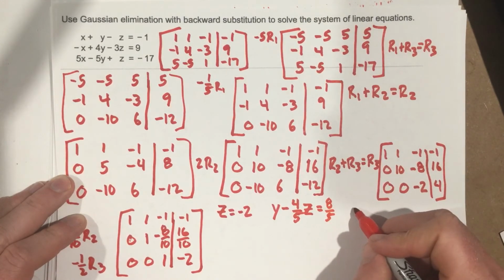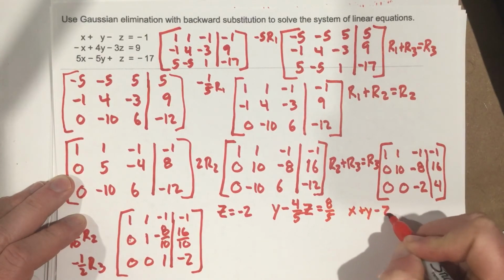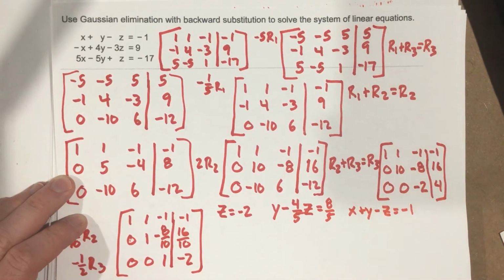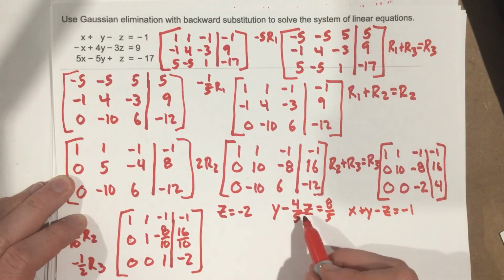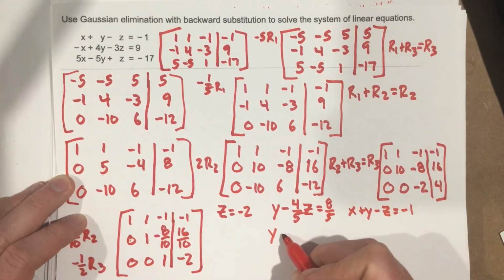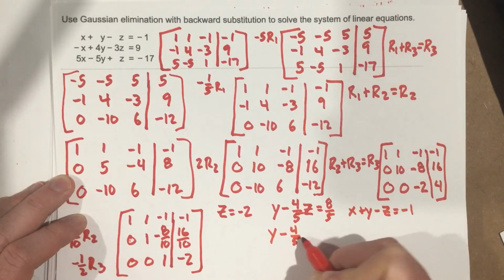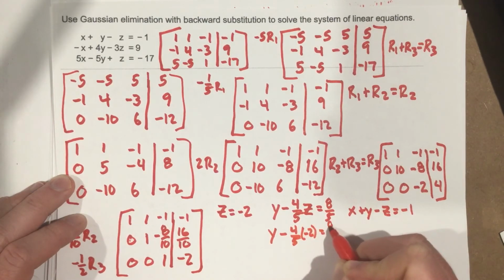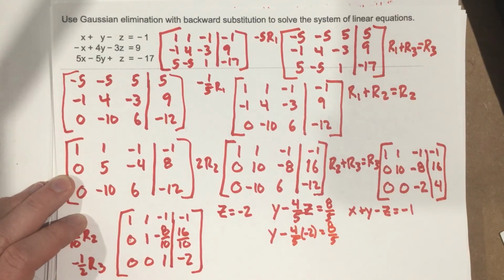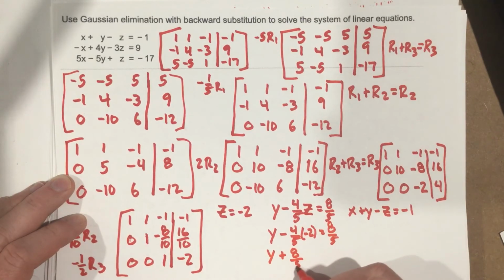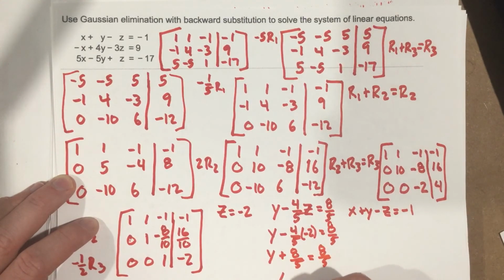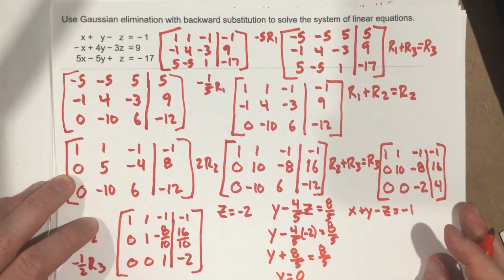And then we end up with x plus y minus z equals negative 1 for the third equation. So this is bottom row, middle row, top row. Take this, plug it in, we end up with y minus 4/5 times negative 2 equals 8/5. This ends up being y plus 8 over 5 equals 8 over 5. So you end up with y equals 0 when you subtract it over.